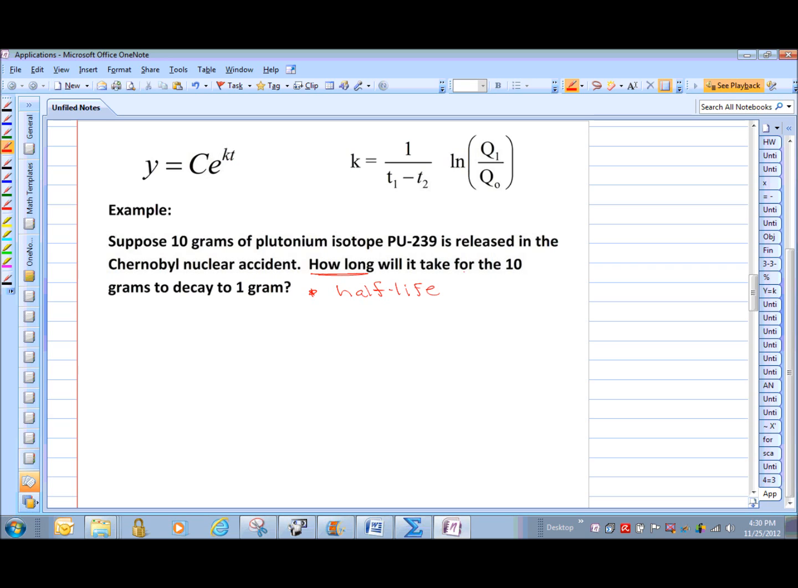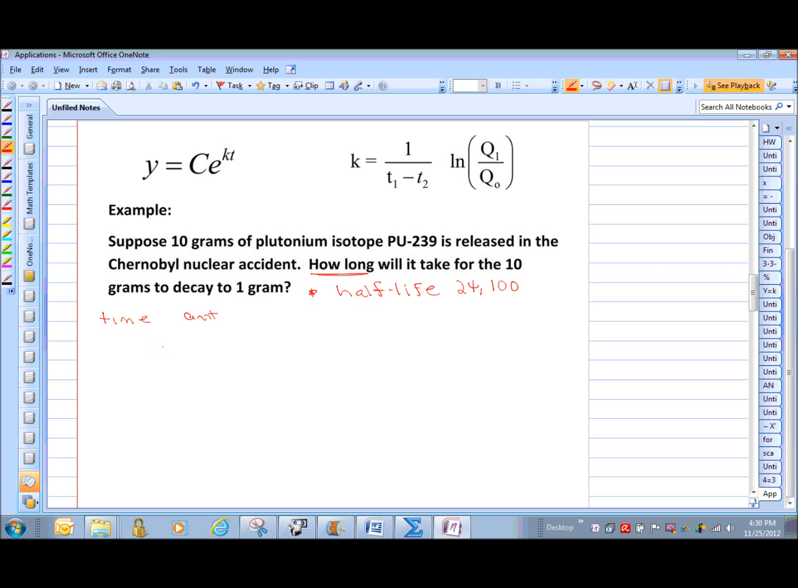One thing I did not put on here, a little note, is that the half-life for plutonium is 24,100. All right, let's see what information we have. We have information about time and our amounts. Remember, our quantities and our time is what we're looking for. So let's take a look at what we have. We have time and we have quantities, or the amount.